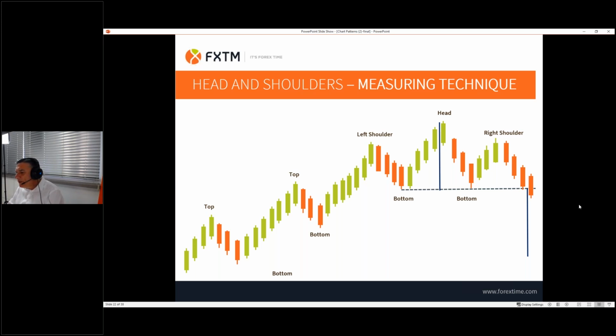We have another question from Mr. Godfrey. Can we identify these reversal patterns from the oscillators? If I understand the question correctly, are oscillators synchronized with these reversals? The answer is yes and no. Sometimes they are synchronized, sometimes they are not.